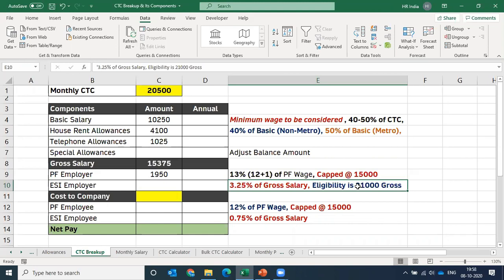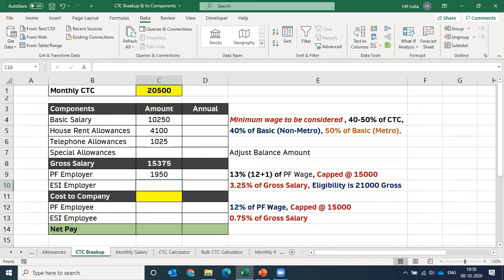Now, for the ESI, we need to first check the eligibility of the employee, whether the employee is eligible for the ESI benefit or not. What is the eligibility criteria? Any employee whose monthly gross earning is less than or equal to rupees 21,000 is eligible for ESI. Those who are earning gross salary more than rupees 21,000 are not eligible for ESIC. Hence, we do not need to contribute for those employees as well. Now, what is the rate of contribution for an employer? It is 3.25% of the monthly gross salary.